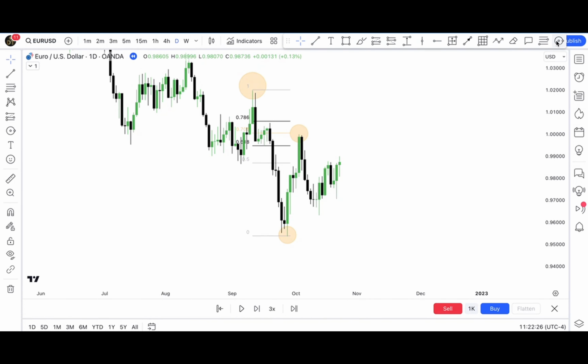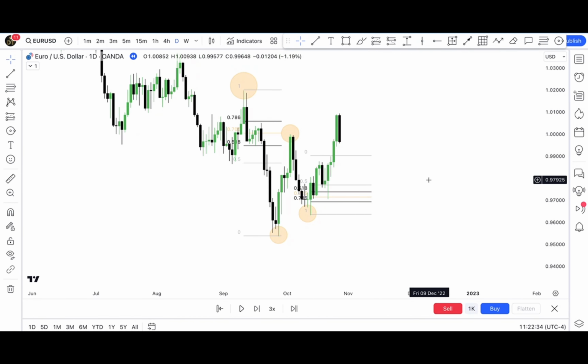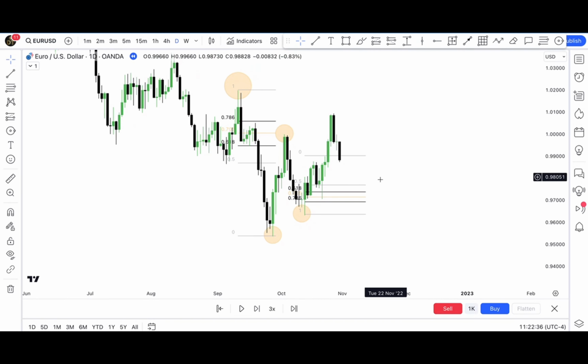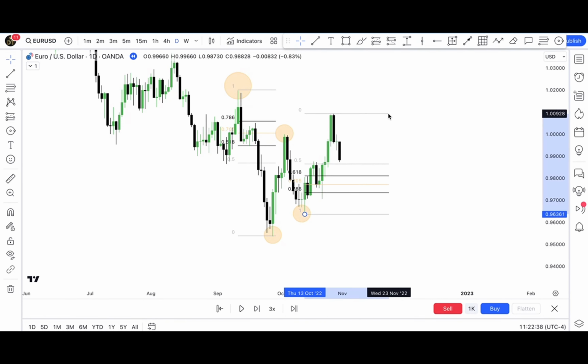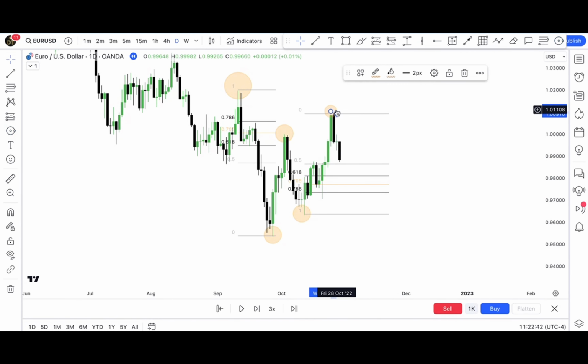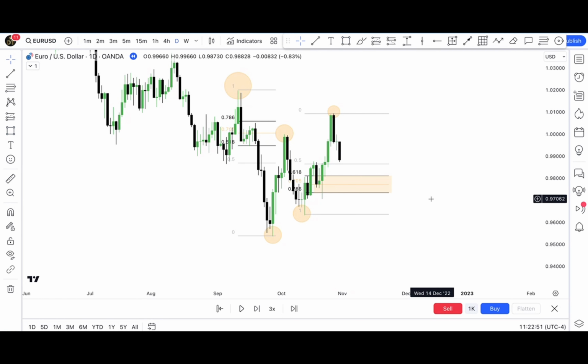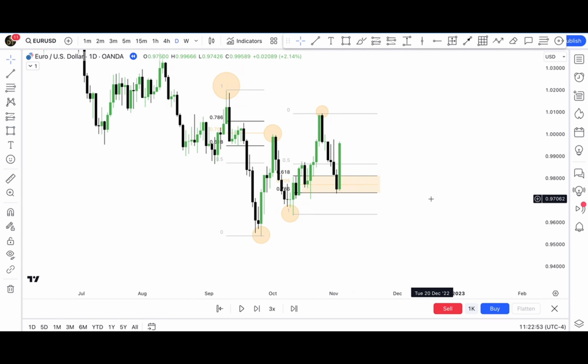So we got a swing low created right here, and we're going to hunt a new swing high. There it is. New swing high created right here. Let's mark out our OTE area. 618 to the 786 area. And watch what price does.